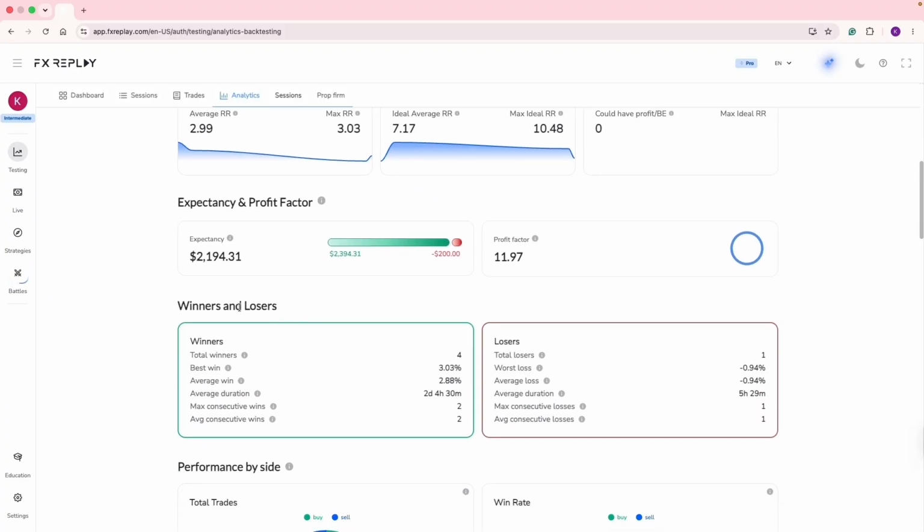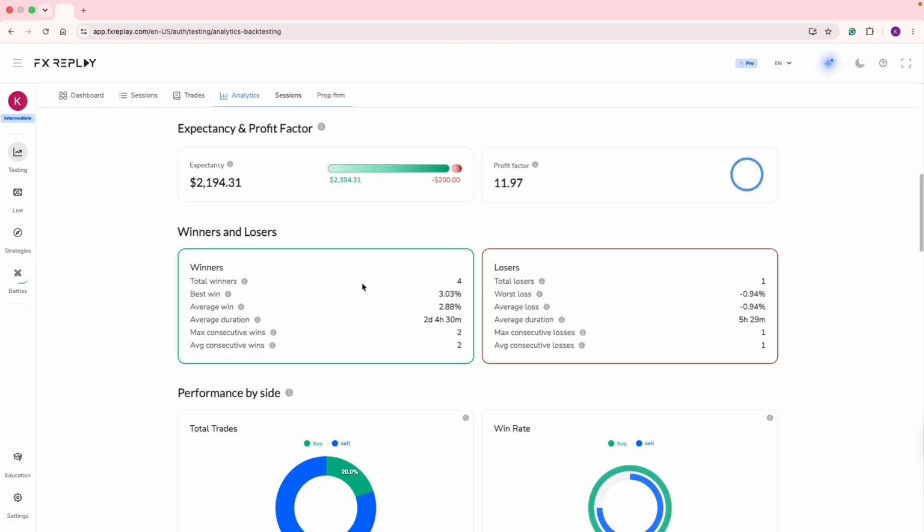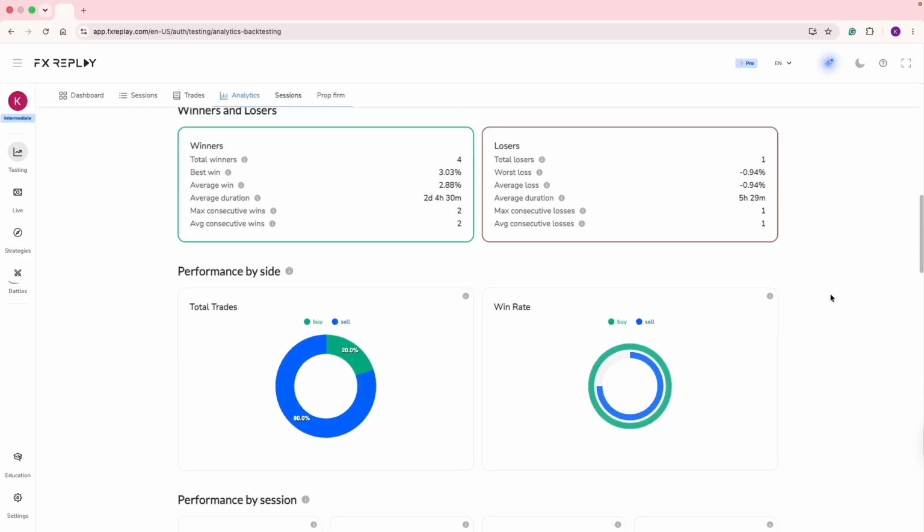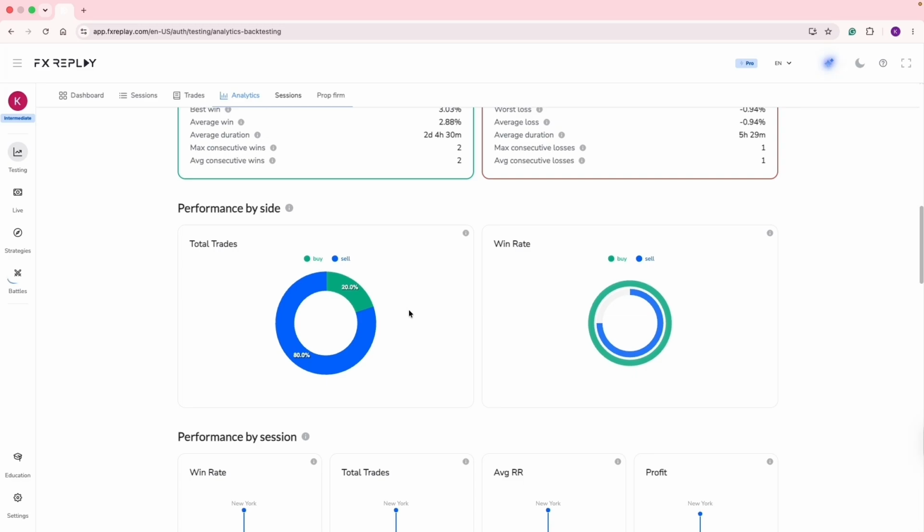Then we've got the winners and losers. As you can see on the winners, we've got 4 trades, and then we've got the losers here. And then we've got performance by side. So this is performance by either buy or sell. Within that session, 4 of my trades were actually buys and 1 was a sell. And again, the win rate on the buys was 100%. So all 4 trades that I bought were winners.